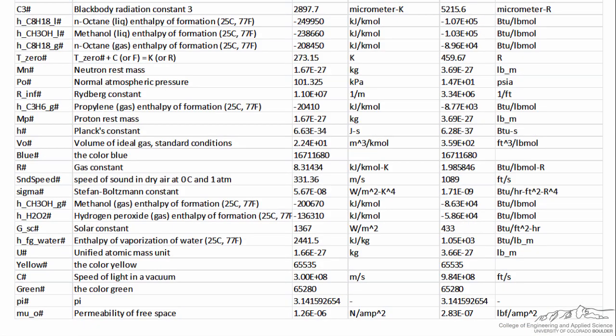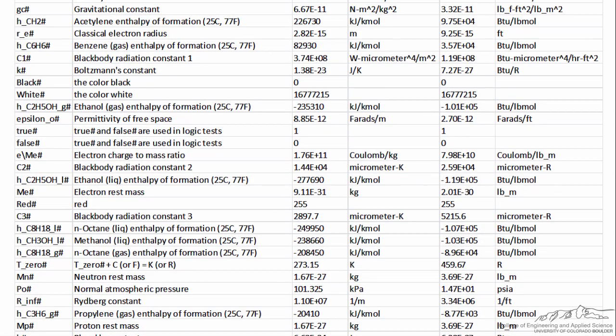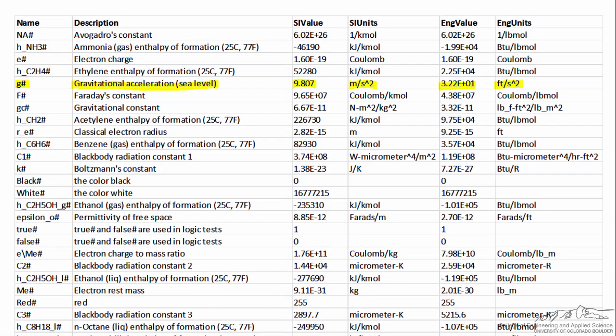Another one that's typically useful for heat transfer is the Stefan-Boltzmann constant, which has a value of 5.67 times 10 to the negative 8 watts per meter squared per Kelvin to the fourth. And so in your equations, all you have to do, if you're going to use gravity, as I did, we just type in G sharp, and it automatically includes the value and its units.